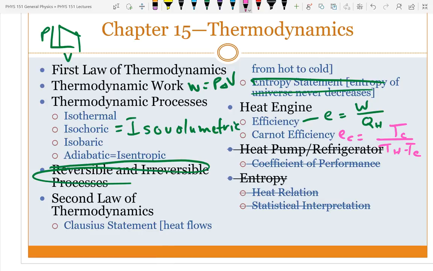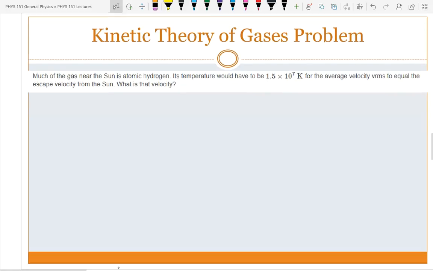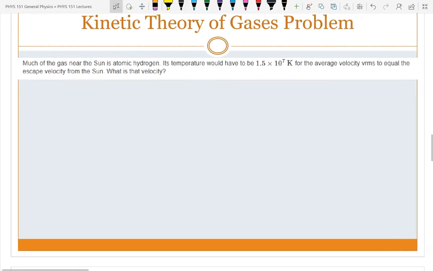Okay, that's the end of what we're going to cover. I have a few problems here. This one here is from the supplemental homework problems. It says that near the sun's surface, the temperature is 1.5 times 10 to the 7th K, what's K mean? Kelvin's K.